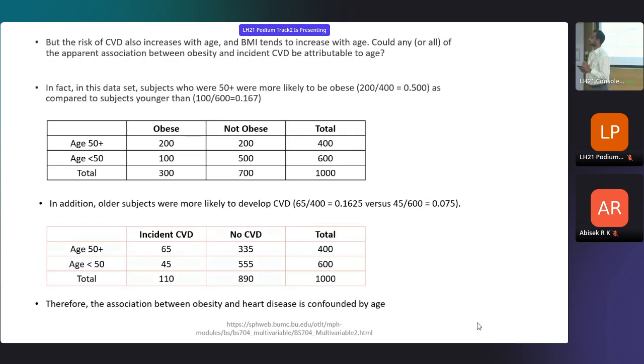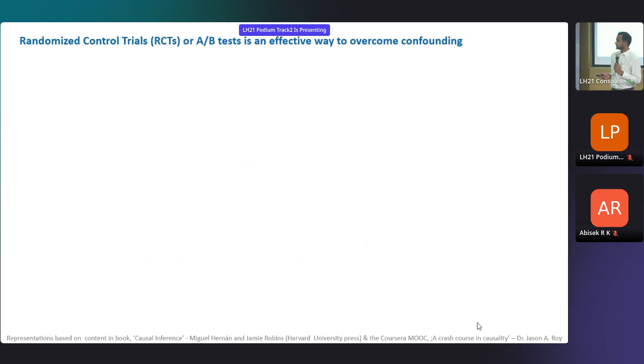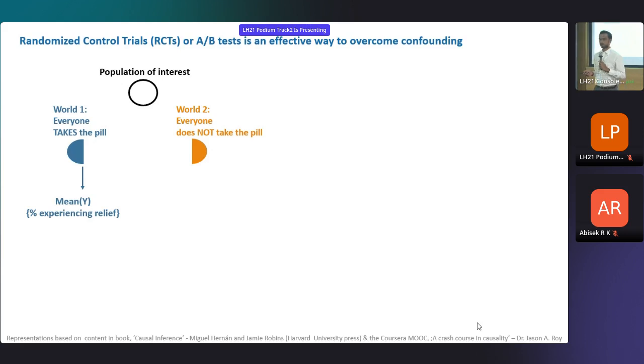So how do we capture, or neutralize, the effect of confounding? Randomized controlled trials, sometimes also called A/B tests, are considered the gold standard in identifying causal effects. They are also very powerful in removing the effect of confounding. In RCTs, we start with the population of interest. We want to give everyone the treatment and everyone no treatment, but that is not possible because of the fundamental problem. So we randomly split the population into two groups: world one, where everyone takes the pill in our example, or everyone takes the treatment, and a second, also randomly selected, subpopulation where everyone does not take the pill. Then we measure the mean outcome or any other metric of interest in both subpopulations.